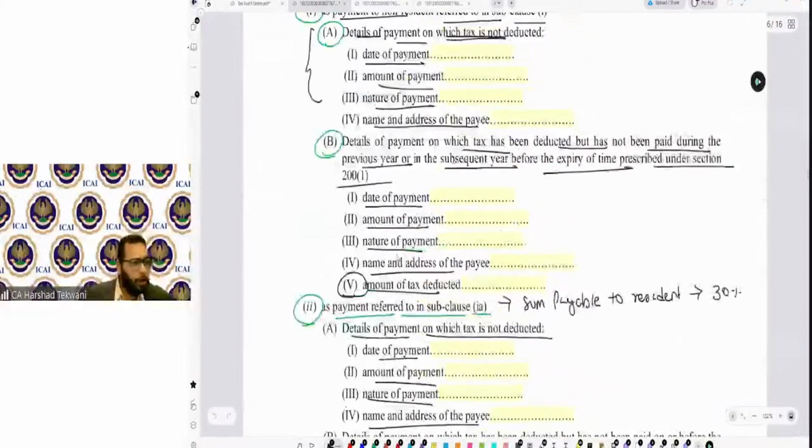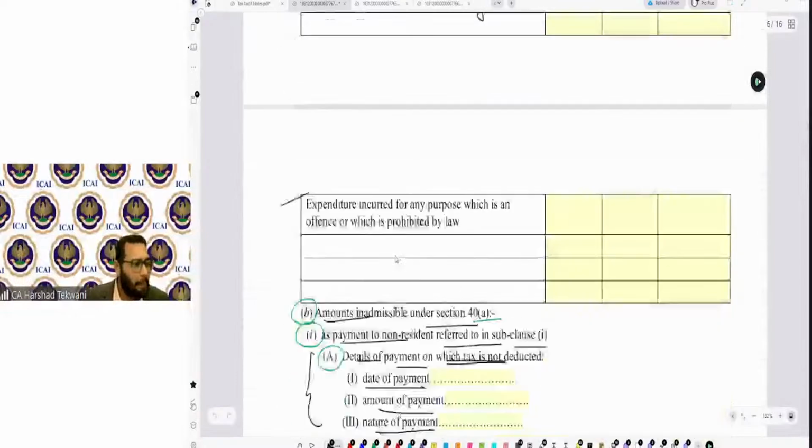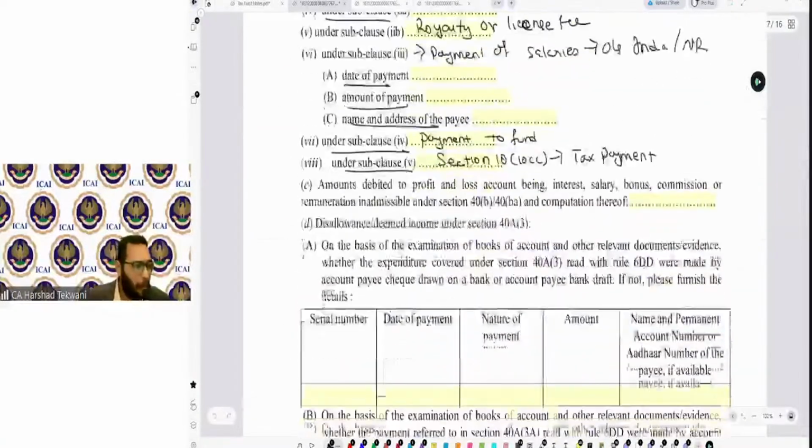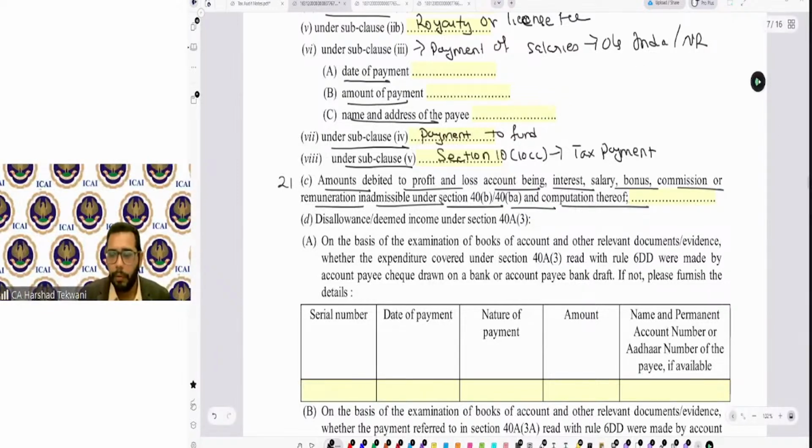So that was clause 21B, the whole B clause. Now we will be talking about 21C. That is amount debited to profit and loss account being interest, salary, bonus, commission, or remuneration inadmissible under section 40B, 40BA, and computation thereof. So basically, these are the amounts which are inadmissible under section 40B and 40BA of the Income Tax Act.